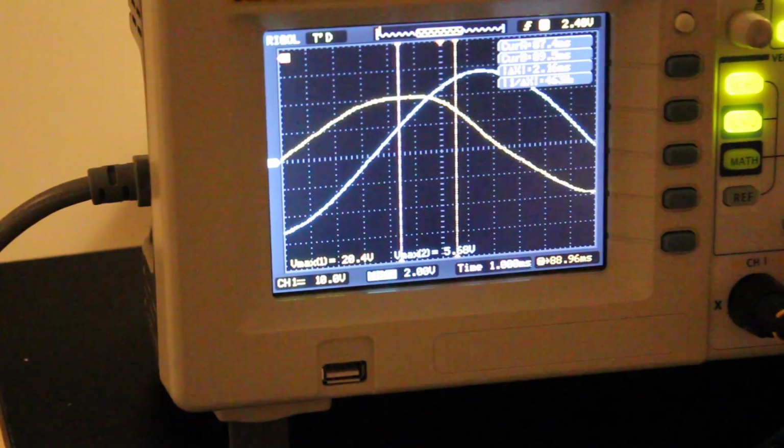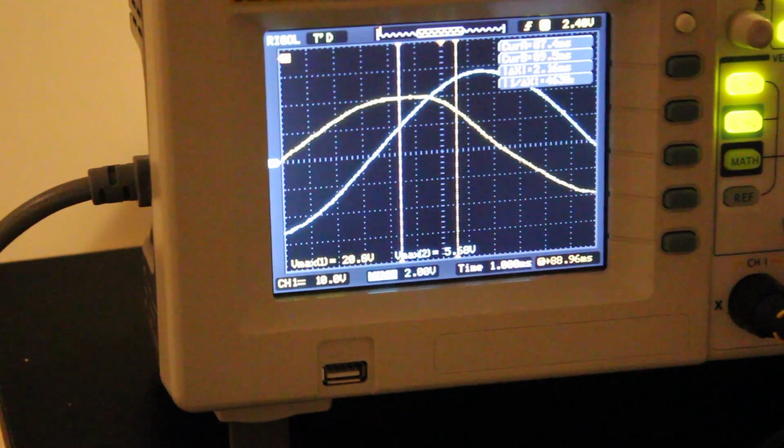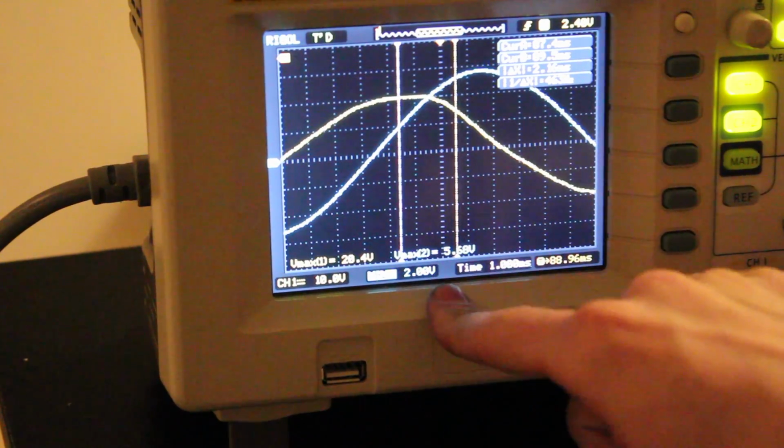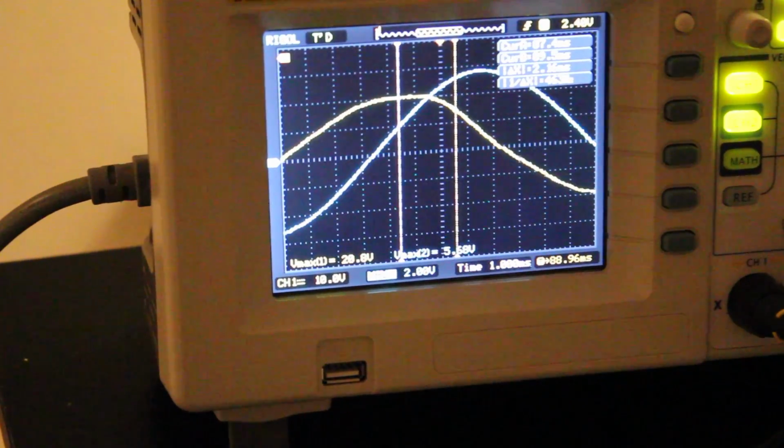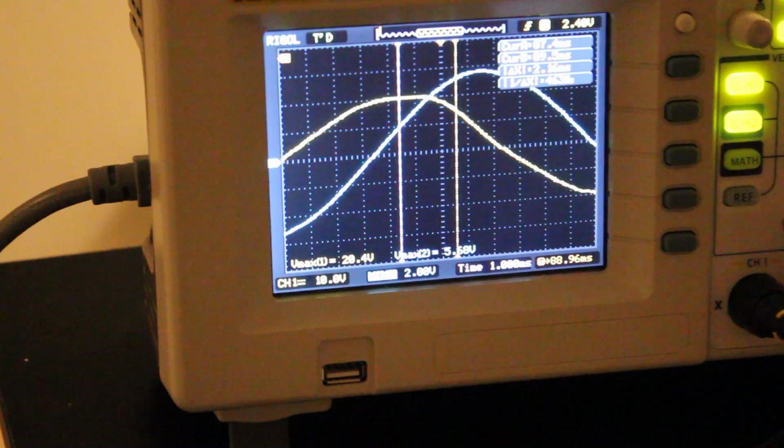So V out over V in. I already did the calculation. So X of C over square root of R squared plus X of C squared. That gain is 0.256. This 5.68 over 20 was 0.284. So that's pretty good. That's pretty close, actually. I think that's pretty good for just 5%, 10% parts.